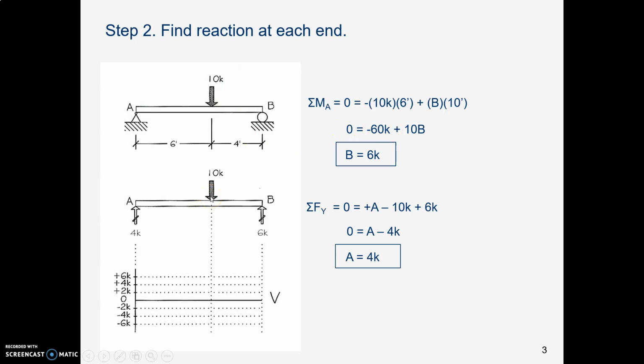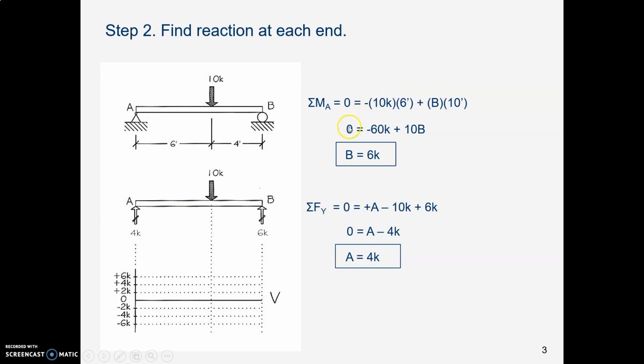Now, because this load is off-center, we will need to use our old friend, the equilibrium equation, sum of all moments equals 0. And I am going to take moments around point A as my pivot point, so I'll write sum of all moments around A equals 0. Then I'll go force times distance, force times distance. So I have a negative moment, 10k times 6 feet, and I have a positive moment, b times 10 feet.